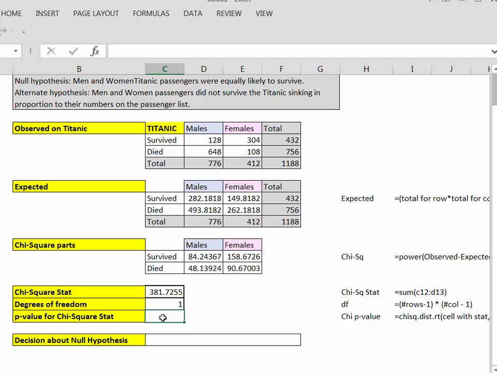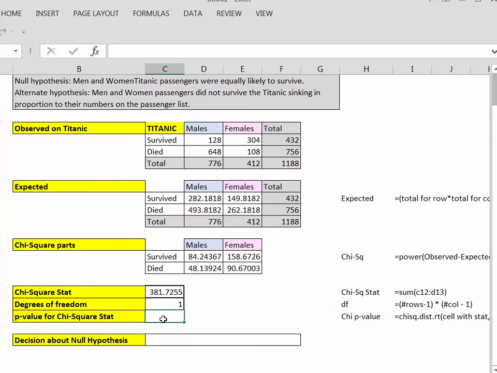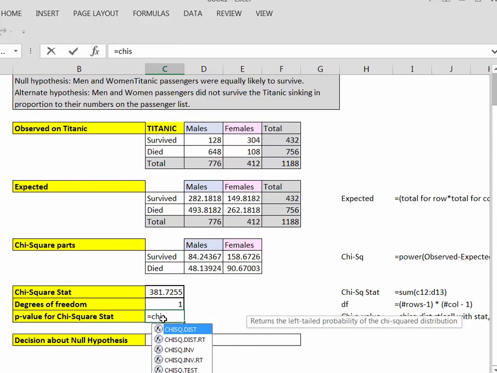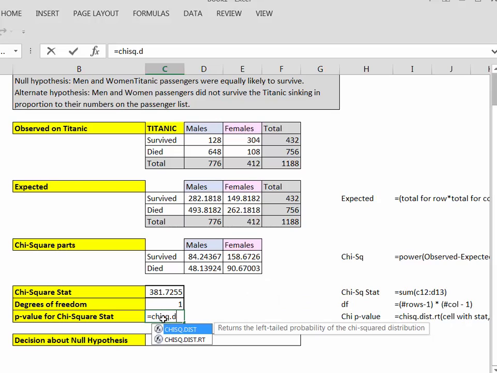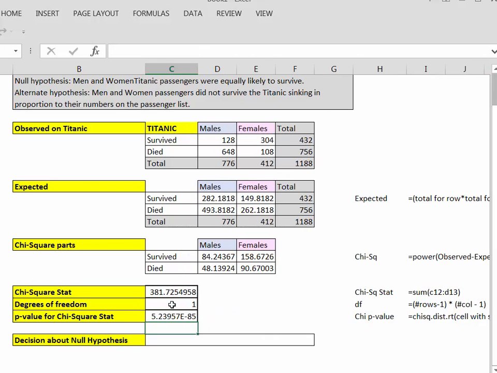So I'm going to use my CHISQ.DIST.RT, equals CHISQ.DIST.RT, and I need 2 parts for it, the actual statistic and then the degrees of freedom. So there's my statistic. There is my degrees of freedom, and we can bet on seeing another one of those numbers in scientific notation. This time I've got 85 zeros before it.